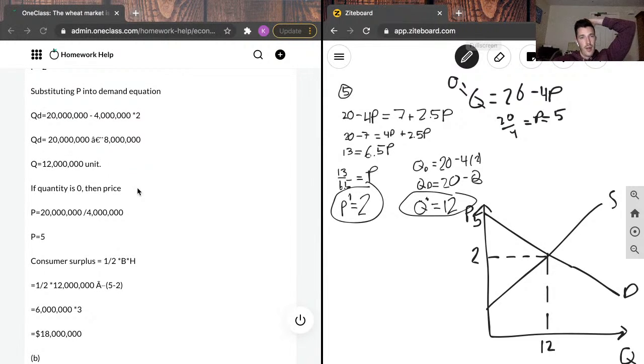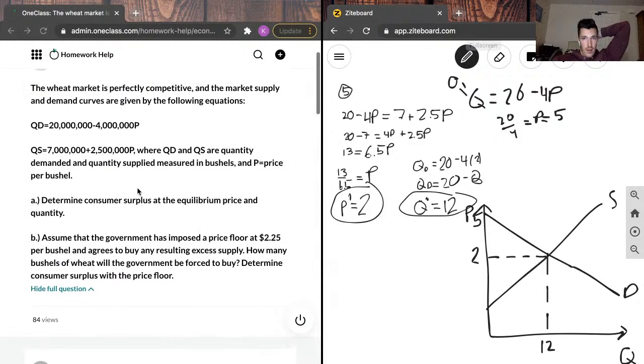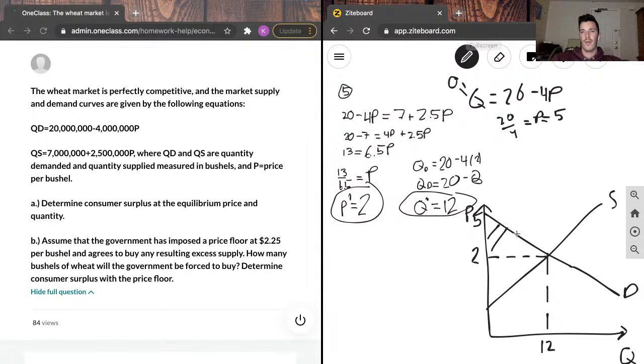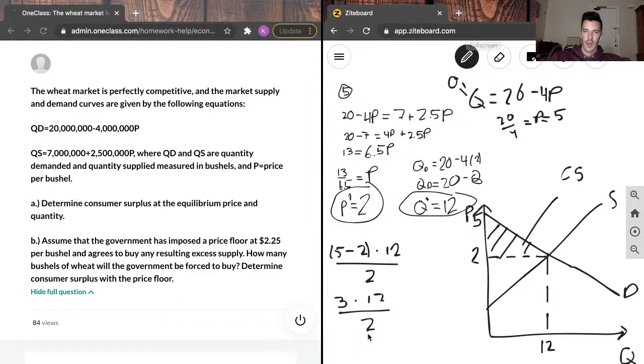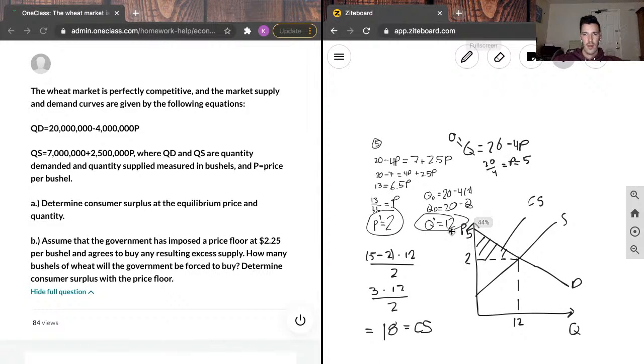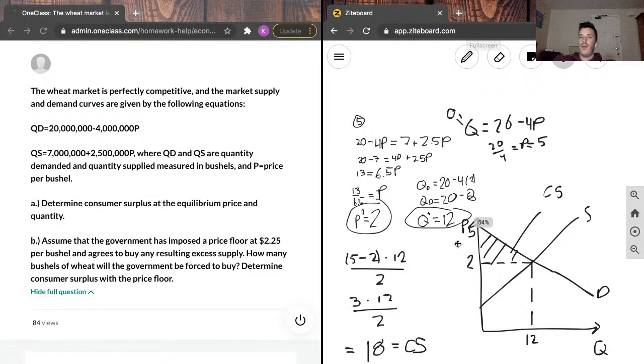What did our junior tutor do here? Oh, it just asks for consumer surplus. So we know that consumer surplus is this area. Knowing the formula is base times height over 2, we can say that it is 5 minus 2 times 12 over 2. That comes out to 3 times 12 over 2. 3 times 12 is 36, over 2 is 18. So our consumer surplus would be 18. That solves question A. So I'm going to let you guys take a quick picture that you need, and then I'm going to erase and draw back.